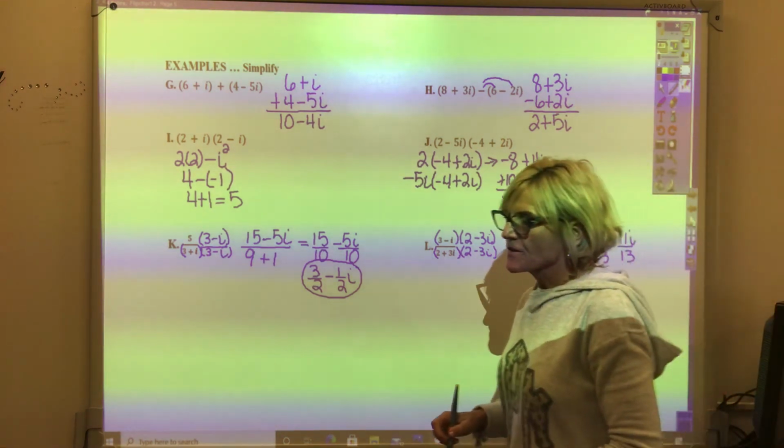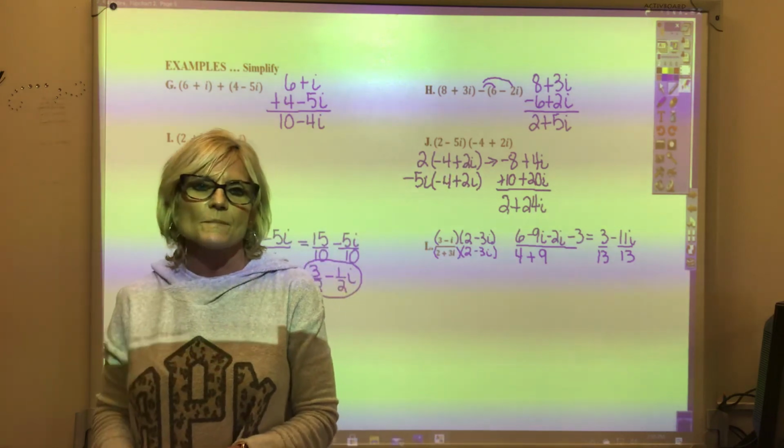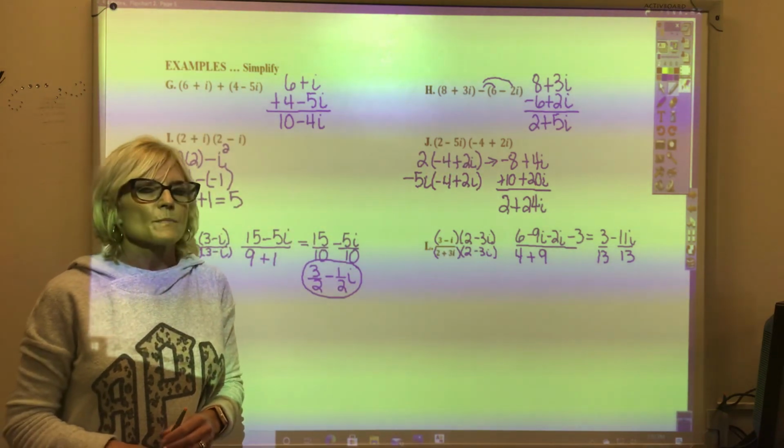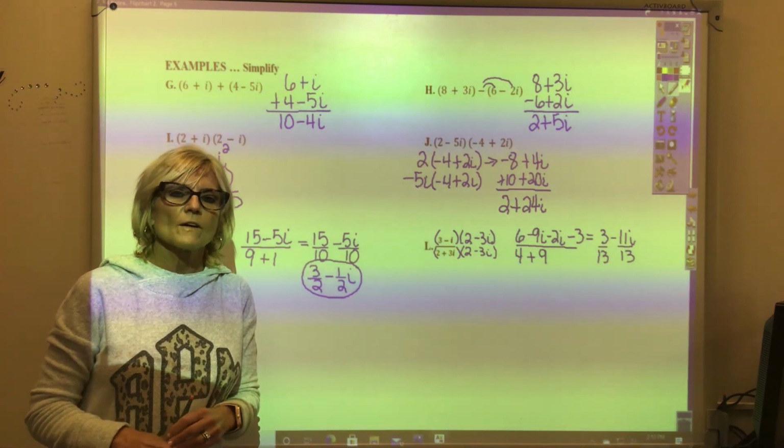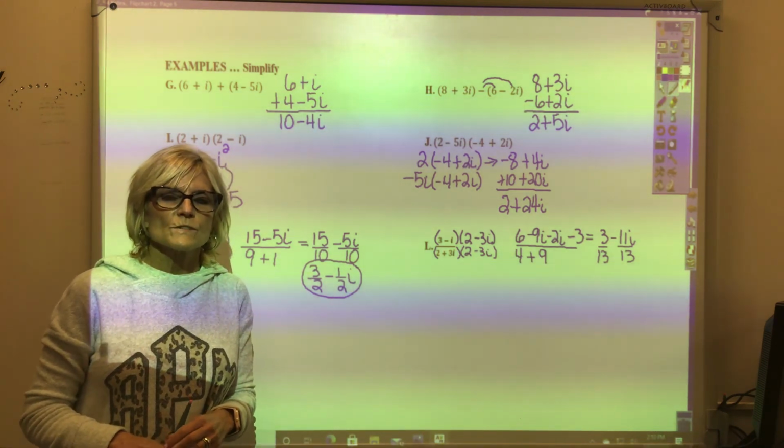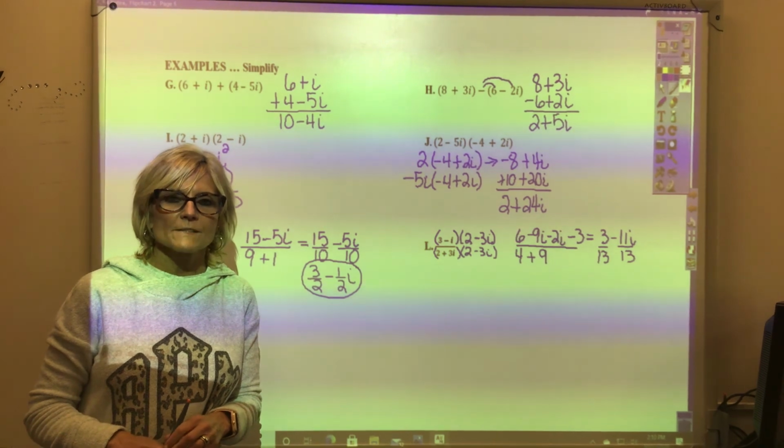And now you've learned how to do the operations with complex numbers. I hope that you find the practice easy by following along with these examples. And don't forget about Khan Academy and YouTube to search for working with complex numbers.